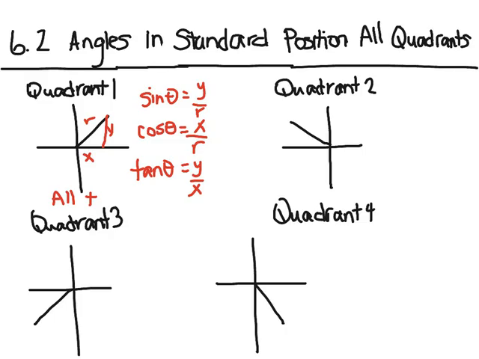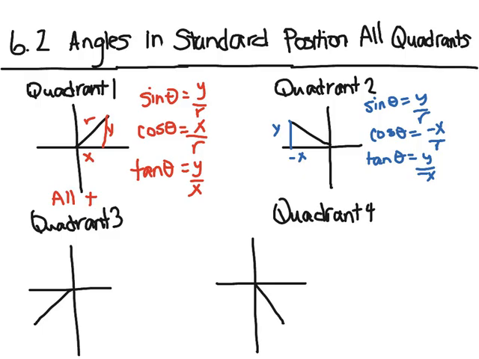If we go to quadrant 2, our y is positive and our x is negative. So sine theta equals y over r, same thing. Cos theta equals negative x over r. So now our cos is negative. And tan theta is equal to y over negative x. So our tangent is also negative. So the only thing that is positive in quadrant 2 is sine.